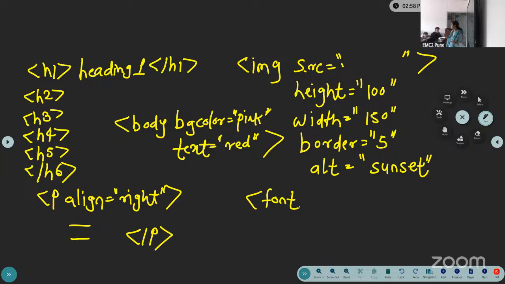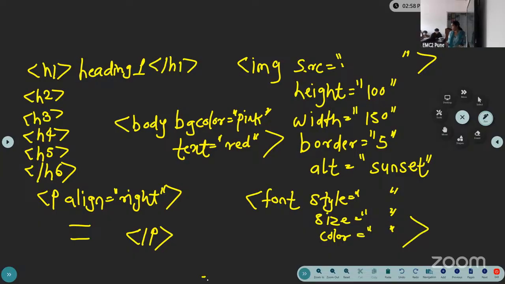Font. Font is having the attributes, that is, style, size, and color. So for style you can use, for example, Arial or Times New Roman. You can mention here font, style, size, and color. And here you are mentioning your text, right? And after that, you are closing the font tag.